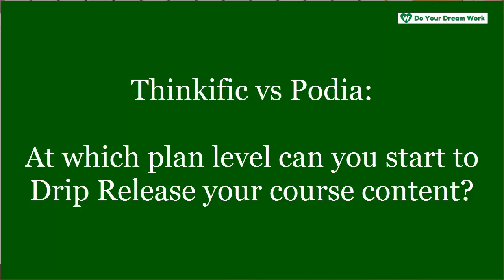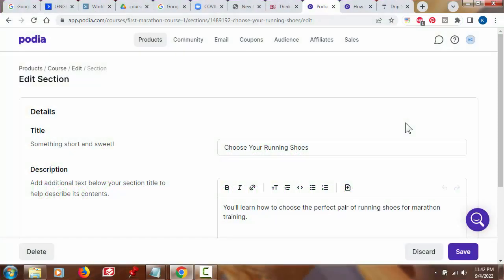So now here with Thinkific, you do need to upgrade to the first level paid plan, which is Thinkific's basic plan. Now for Podia, the situation is like this. You can set up your drip schedule, and drip scheduling just means how much of a time delay, usually in number of days, you want a certain section of your course to be available to your students after they purchase.